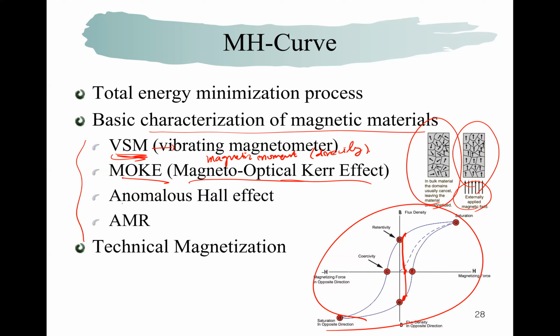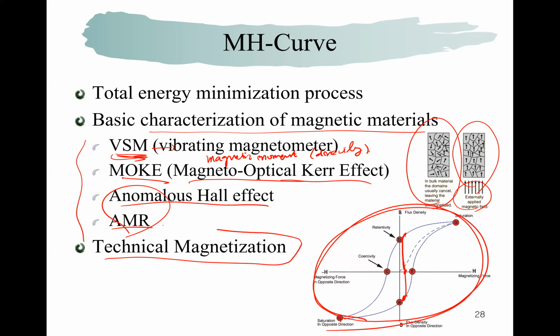Also, there are other techniques called the anomalous Hall effect and AMR. We will learn about them in the next chapter. And this kind of hysteresis loop measurement, what we call this is technical magnetization. Yeah, why use this name, technical?